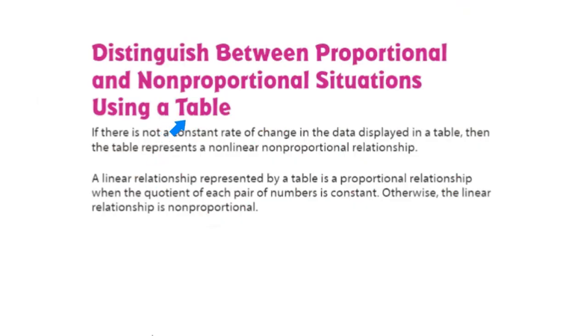Okay, this time we'll be using a table to see if it's proportional or non-proportional. Remember that it's proportional if the quotient, if the ratio of each pair of numbers is constant. That means there's a constant of proportionality.